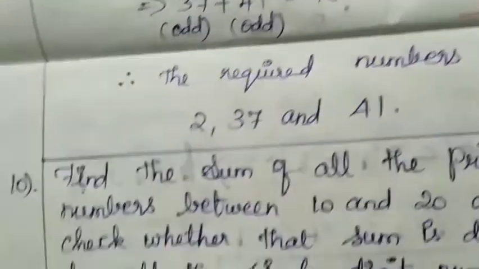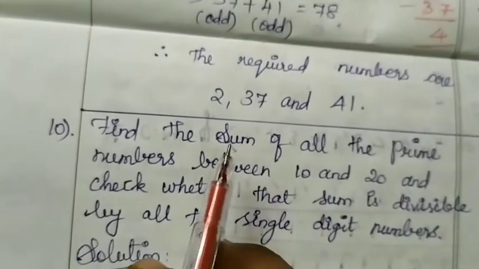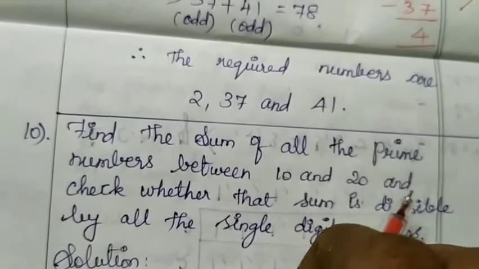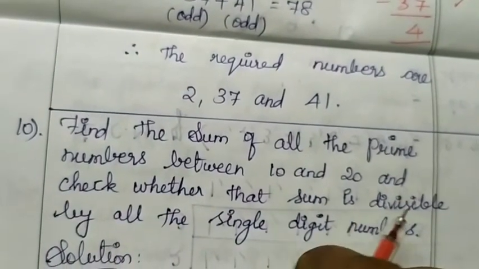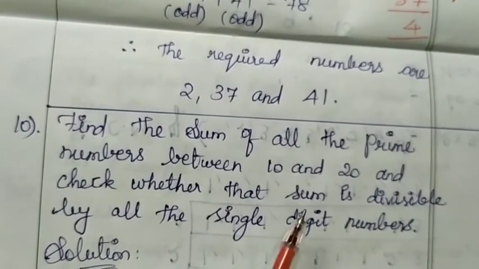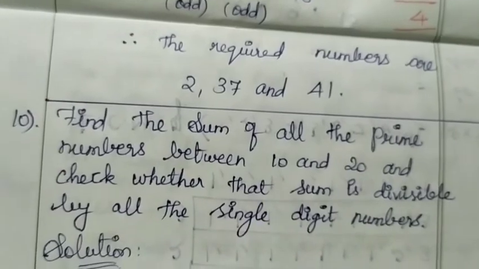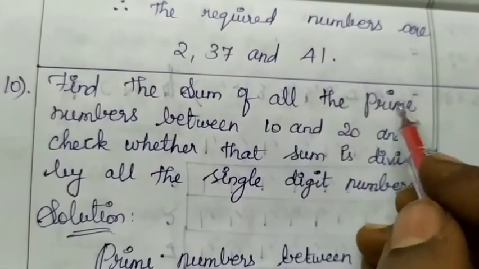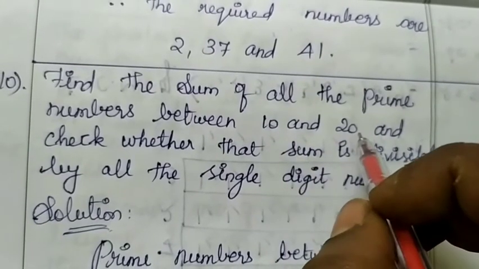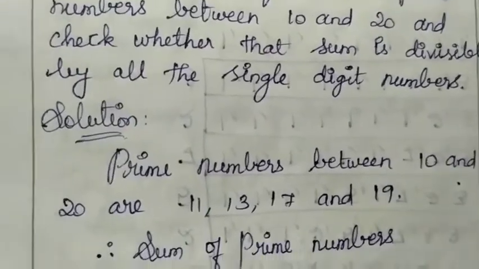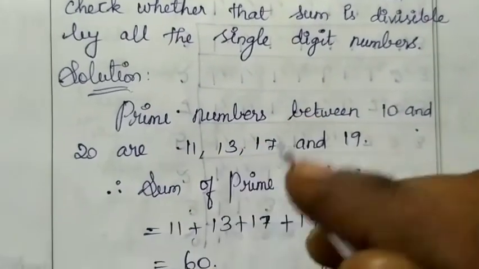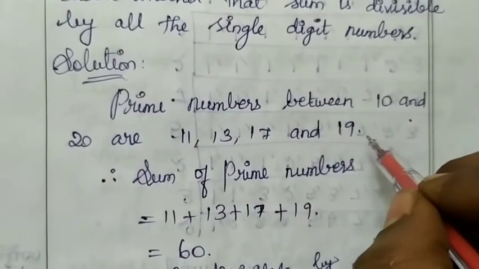Okay, go to question number 10. Find the sum of all the prime numbers between 10 and 20 and check whether that sum is divisible by all the single digit numbers. Okay, very important question, very simple and easiest one. Find the prime numbers between 10 and 20. Okay, let's see what are the prime numbers between 10 and 20. 11, 13, 17 and 19.